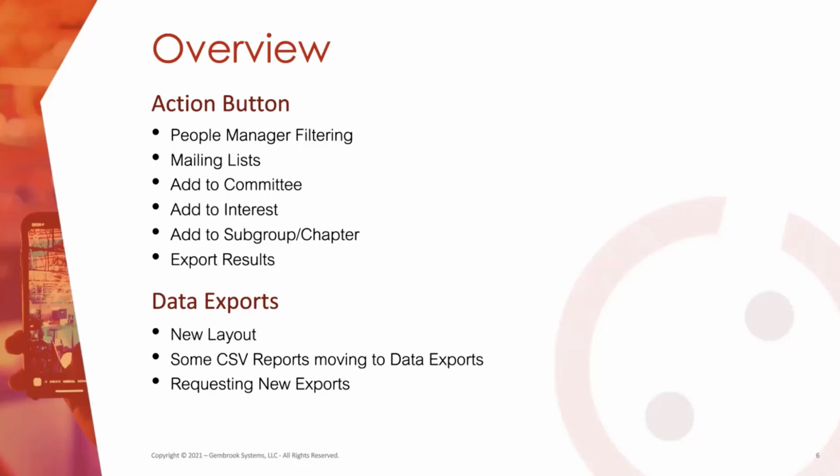We can add people to mailing lists. We can create new mailing lists. We can add people to committees, interests, or even subgroups if you're an organization that uses the subgroup function. The last thing you can do with the action button is also export those results. It's going to give you a CSV or Excel file that will have all of the contact info, phone numbers, email address, address of all of the people that you found in your People Manager search results. So that's what the action button will be going over in just a minute.